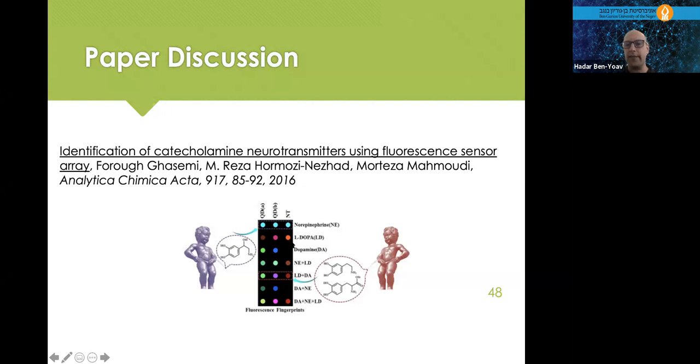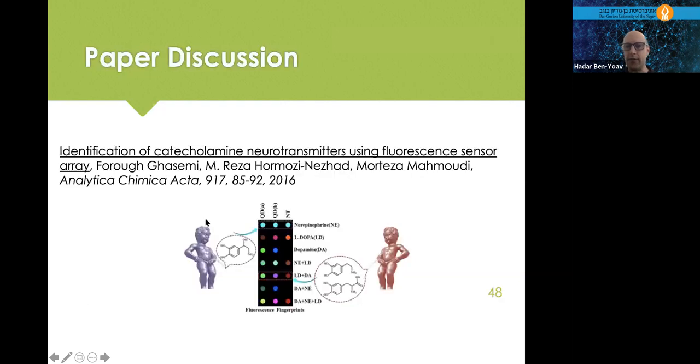And they saw that for L-DOPA, a kind of neurotransmitter, you get a different pattern. For dopamine, you get another pattern. For norepinephrine, you get a third pattern. They tested 3 different types of neurotransmitters. They also tested a mixture of norepinephrine and L-DOPA, and it gave a different pattern. So basically they have 3 different sensors, and they show 3 different patterns for 3 different neurotransmitters.